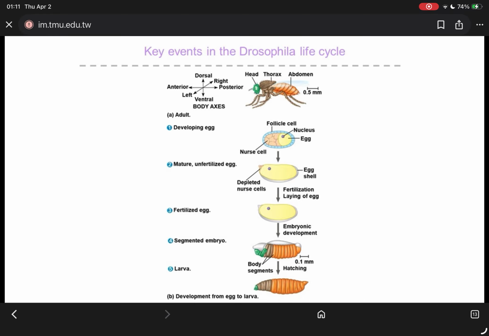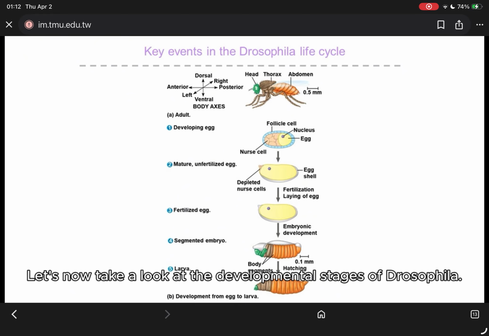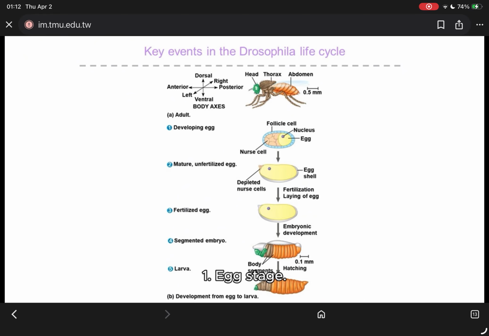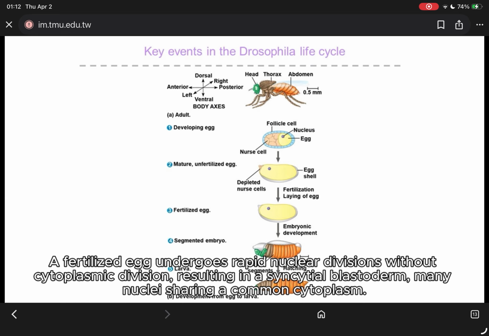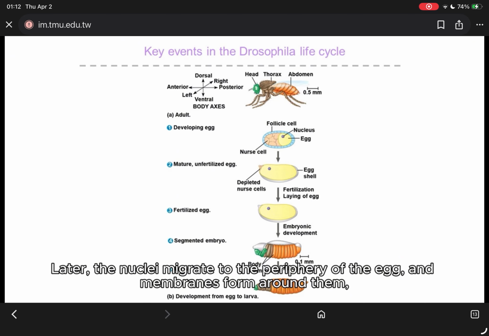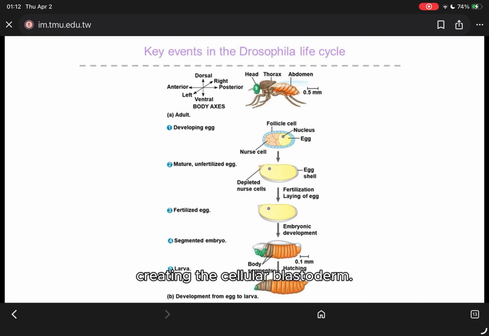Development of the fruit fly. Let's now take a look at the developmental stages of Drosophila. 1. Egg stage. A fertilized egg undergoes rapid nuclear divisions without cytoplasmic division, resulting in a syncytial blastoderm, many nuclei sharing a common cytoplasm. Later, the nuclei migrate to the periphery of the egg and membranes form around them, creating the cellular blastoderm.